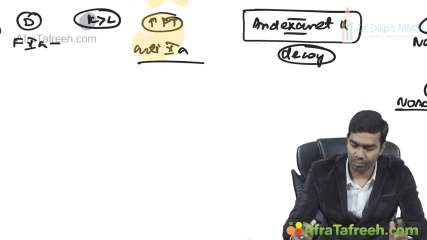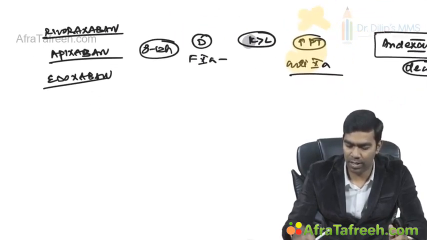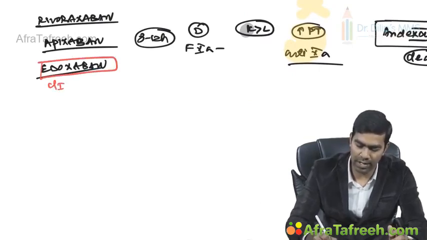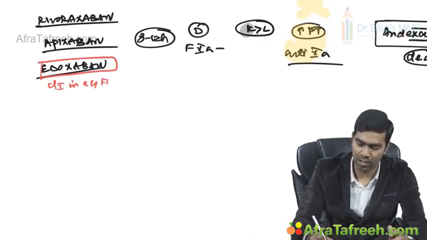So, anyways, only one important thing about edoxaban I need to tell. This edoxaban actually is contraindicated in patients with eGFR more than 95 ml per minute.